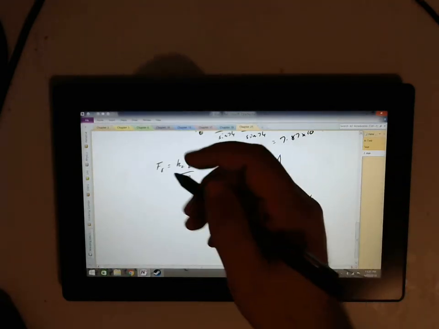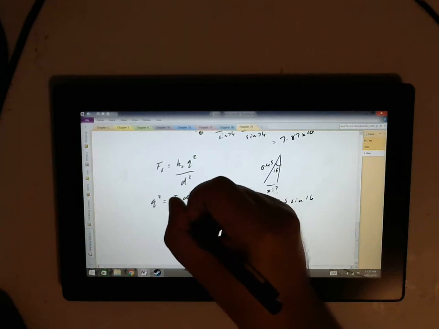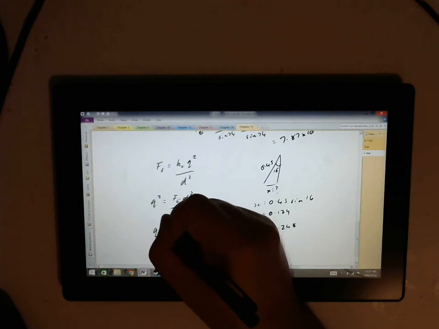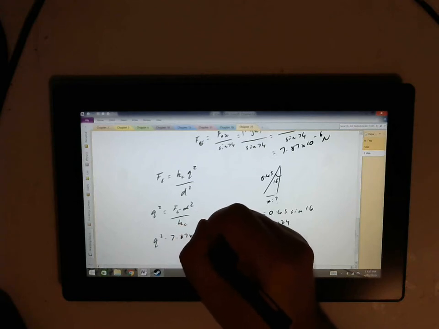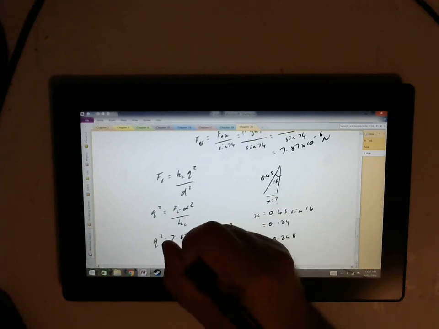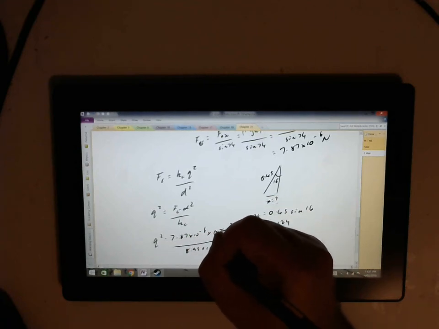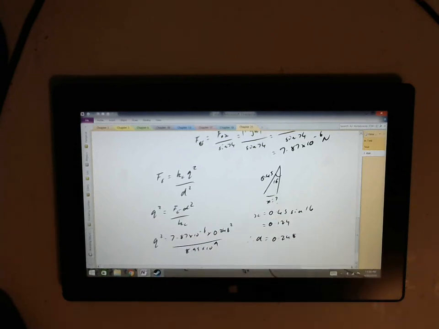So now we're at a point where we can rearrange this. So q squared is going to equal Fe d squared over kc. Q squared is going to equal, let's see, our force is 7.87 times 10 to the negative 6 times 0.248 squared divided by 8.99 times 10 to the positive 9. So 7.87 exponential negative 6 times 0.248 squared divided by 8.99 to the power of 9.